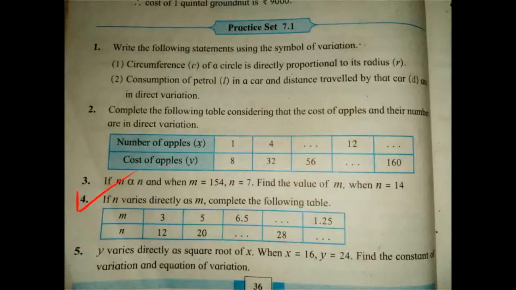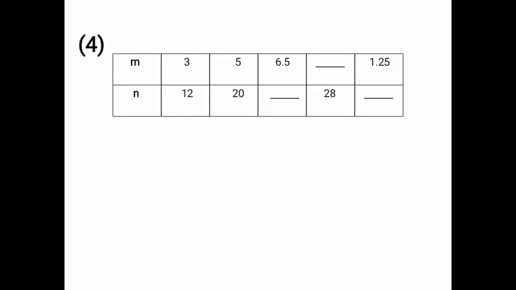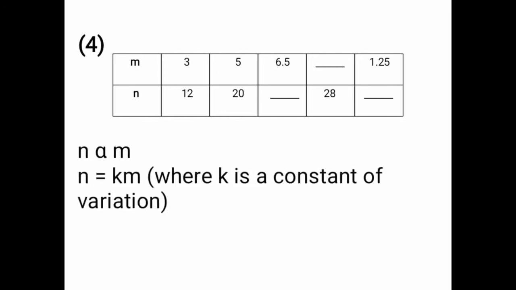Next, if N varies directly as M, complete the following table. Question number 4 sums you have to solve same like question number 2 sums how we have solved. You have to write the statement N is directly proportional to M. You have to use the formula of the constant of variation in direct variation. N is equal to Km, where K is a constant of variation. When you are writing the formula of the constant of variation, variable which is given in question, you have to take that and then you have to use the formula of the constant of variation. N is equal to 12, M is equal to 3. In first column, N is given 12, M is 3.